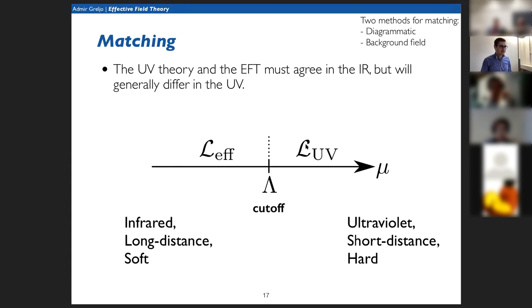And the matching is the condition on the Wilson coefficients of an effective theory. Wilson coefficients are the couplings of the effective theory. The matching is the connection between them and the couplings of the UV theory. So in other words, the UV theory and the EFT must agree at low energies. Okay, so that is the point.